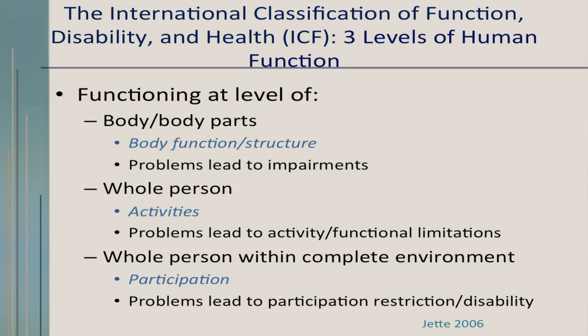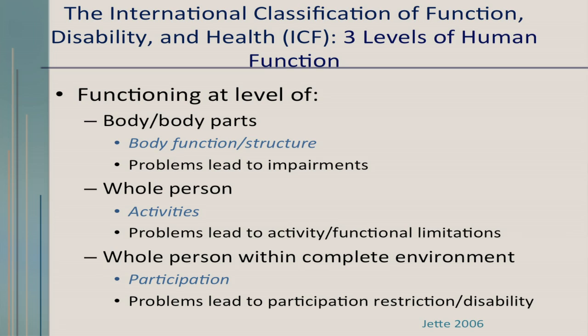Also, we look at functioning at the level of the whole person, or at the activity level. And so problems in this area would lead to activity limitations or functional limitations. Examples in this section would be walking difficulties, falling while walking, difficulties with balance, difficulties with being able to dress oneself and perform other activities of daily living, or caring for oneself at a broader level, such as being able to manage my checkbook, being able to go grocery shopping, and those kinds of things. It would also include driving.